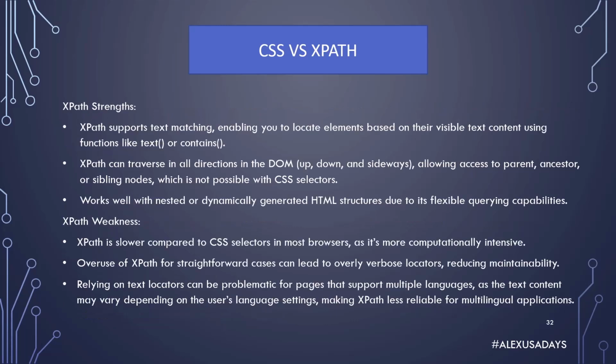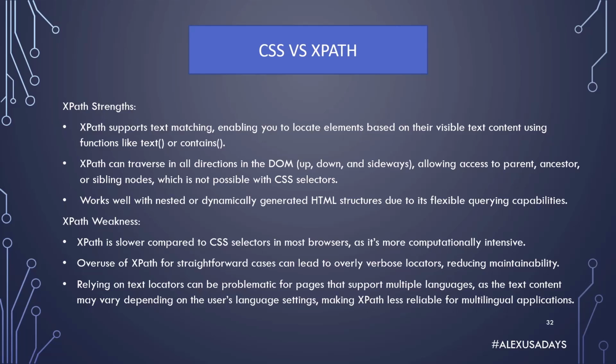For XPath, XPath supports text matching, enabling you to locate elements based on their visible text content using functions like text or contains. XPath can traverse in all directions in the DOM, up, down, and sideways, allowing access to parent, ancestor, or sibling nodes, which is not possible with CSS selectors. XPath works well with nested or dynamically generated HTML structures due to its flexible querying capabilities.